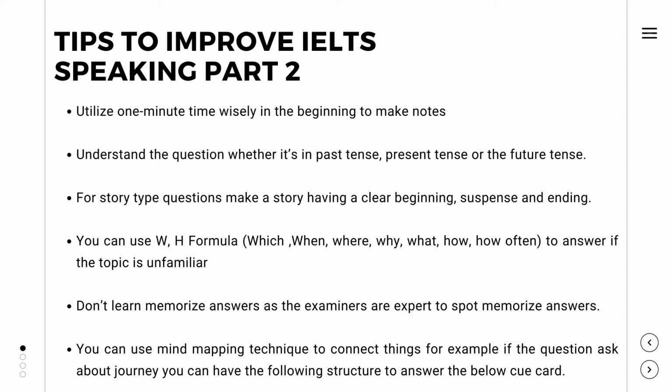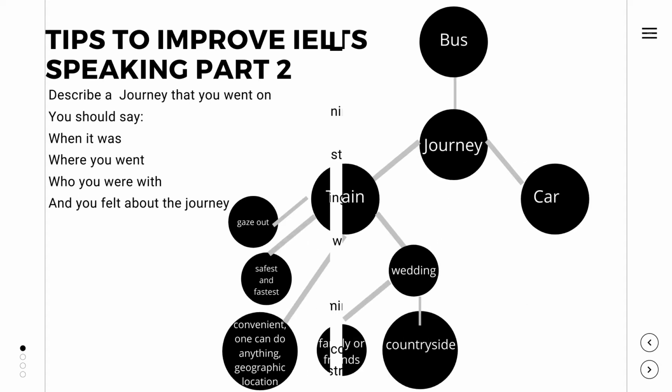Tip number 6 is you can use the mind mapping technique to connect ideas in the question, and you can understand it with the example below. This is a very useful technique to answer IELTS speaking part 2 questions. The question we are going to discuss is: describe a journey that you went on.